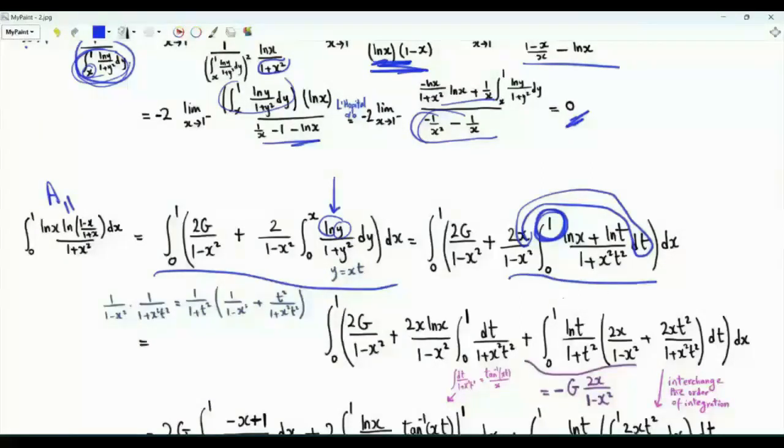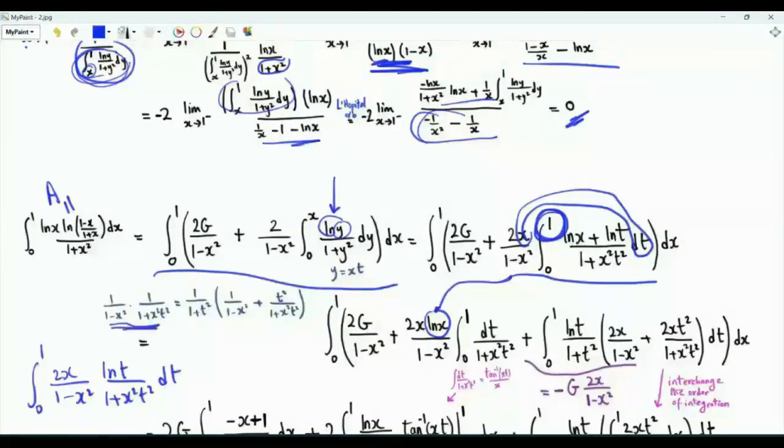We can separate this integral into an integral that contains ln x, which can be taken outside because the variable of integration is t. Then there is another integral from 0 to 1, 2x over 1 minus x squared, ln t divided by 1 plus x squared t squared dt. We can write down this product as 1 over 1 plus t squared, times 1 over 1 minus x squared plus t squared over 1 plus x squared t squared.